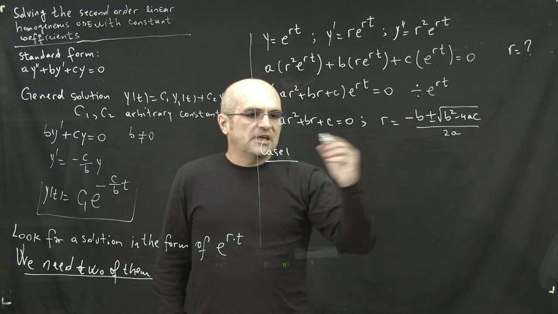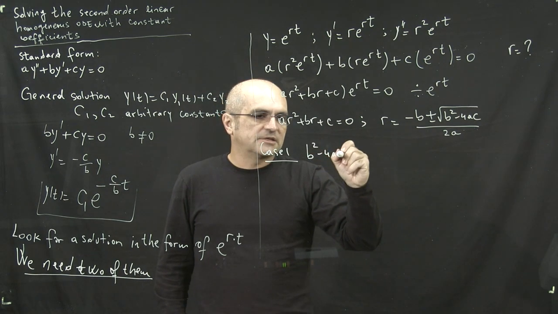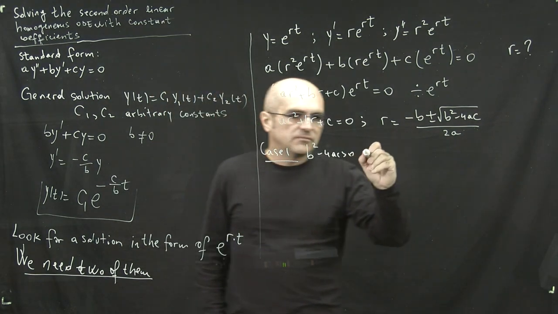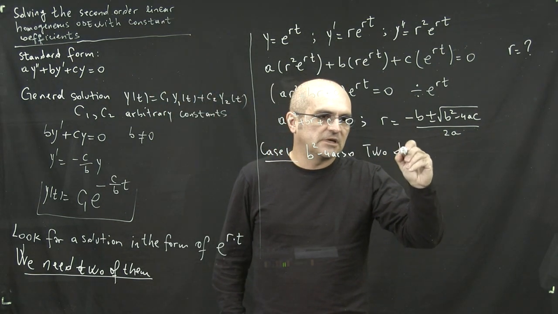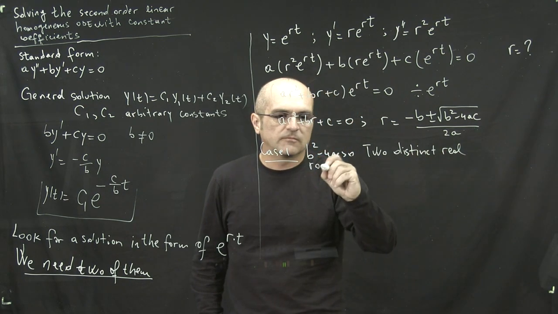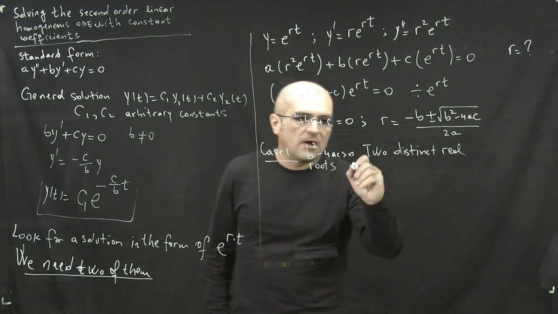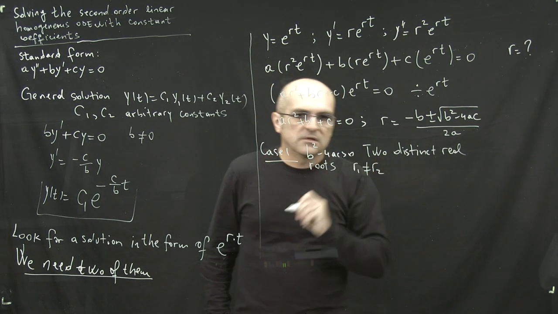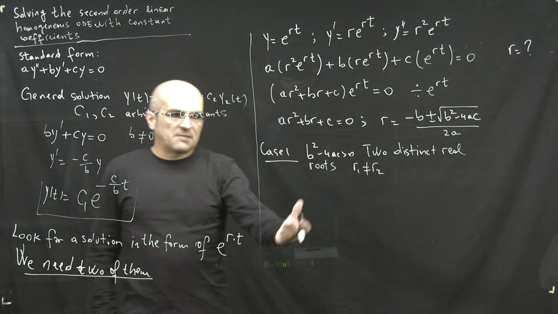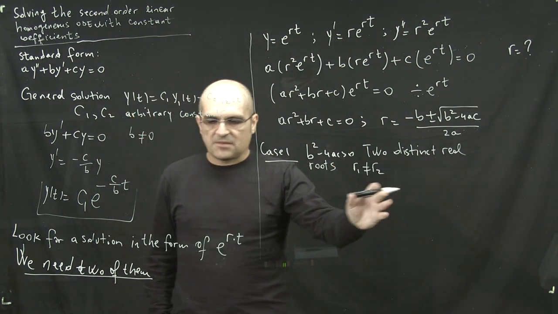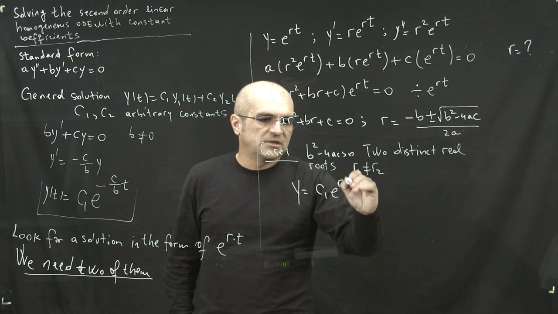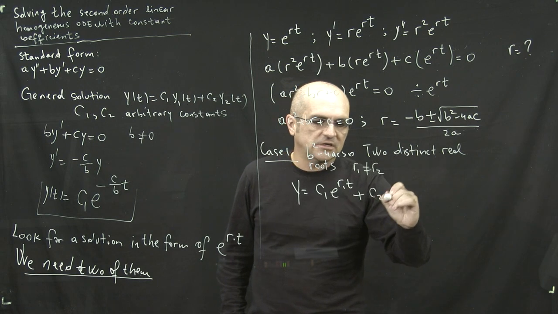So in the first case, if the quantity under the radical is strictly positive, well, we know we have two distinct real roots, r1 distinct from r2. This is basically the straightforward case, right? If I have two different r's, that means my solution is complete. I have my two independent solutions, e to the r1t, e to the r2t.